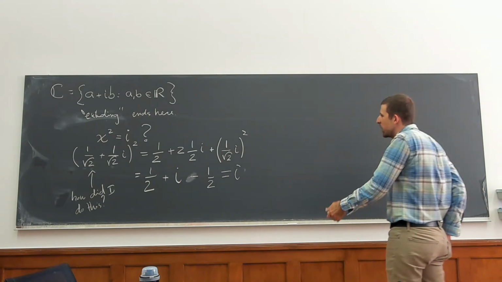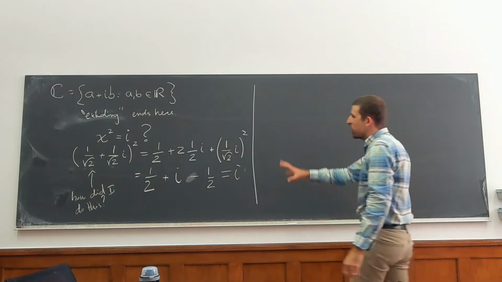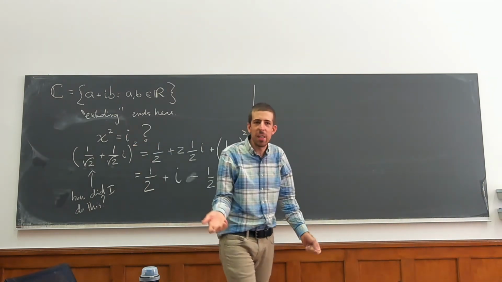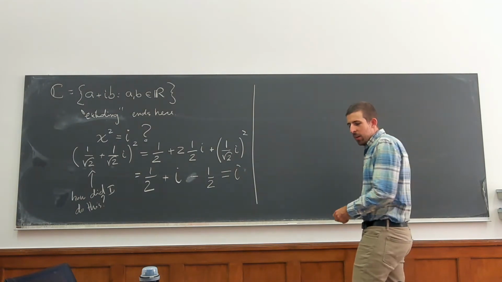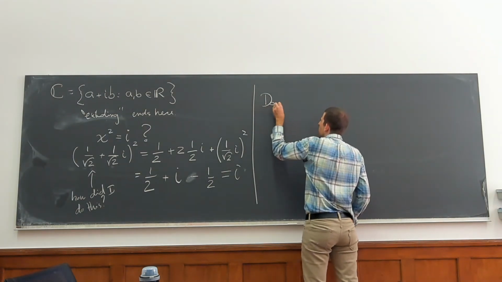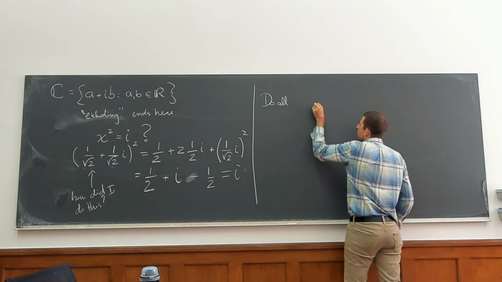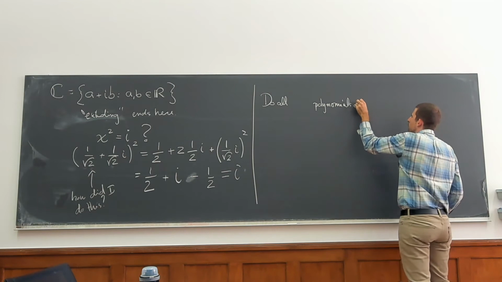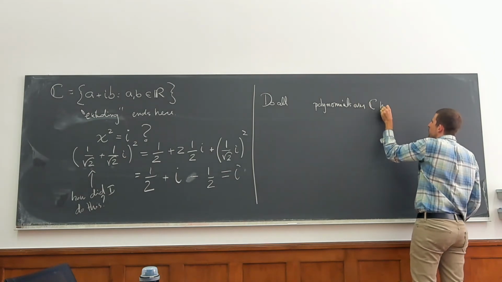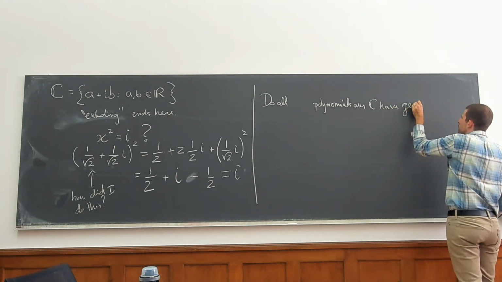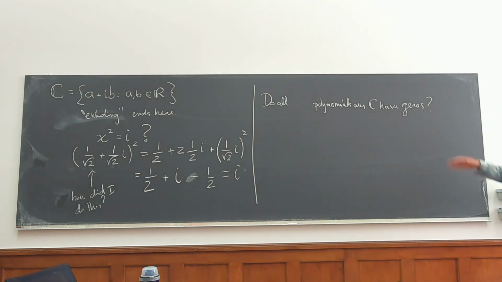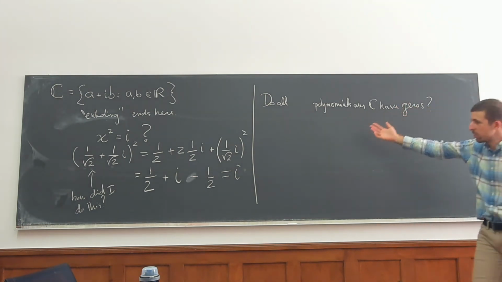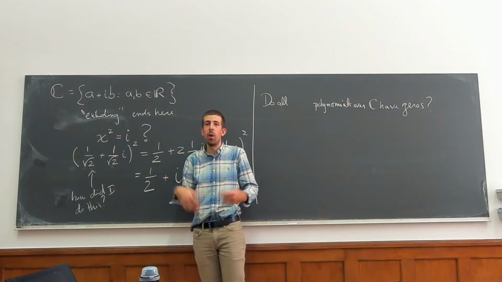And more naturally, the very natural question after you see this is, okay, you picked a very simple equation. But what if I give you a more complicated one? So I can ask, do all polynomials over C have zeros? Do all polynomials whose coefficients are complex numbers have zeros?